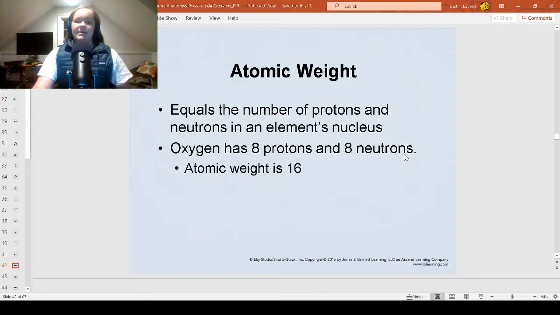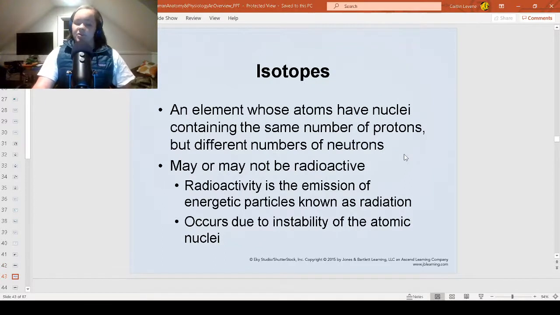The atomic weight equals the number of protons and neutrons in an element's nucleus. Oxygen has 8 protons and 8 neutrons. The atomic weight is 16. For isotopes, I love isotopes. An element whose atoms have nuclei containing the same number of protons but different numbers of neutrons, those are isotopes. They may or may not be radioactive. Radioactivity is the emission of energetic particles known as radiation, and this occurs due to the instability of atomic nuclei.